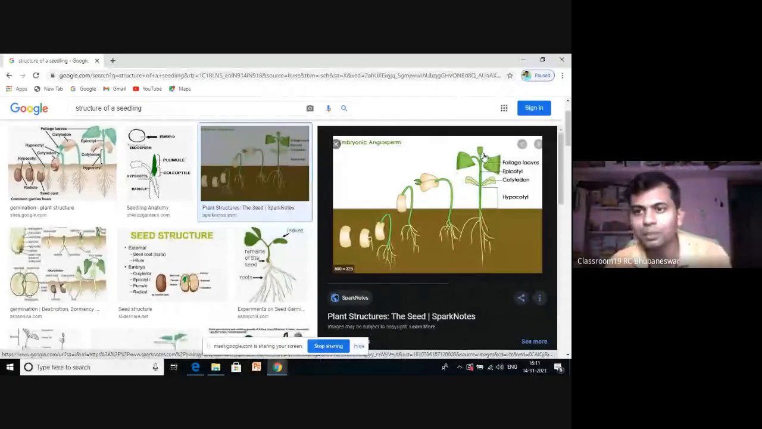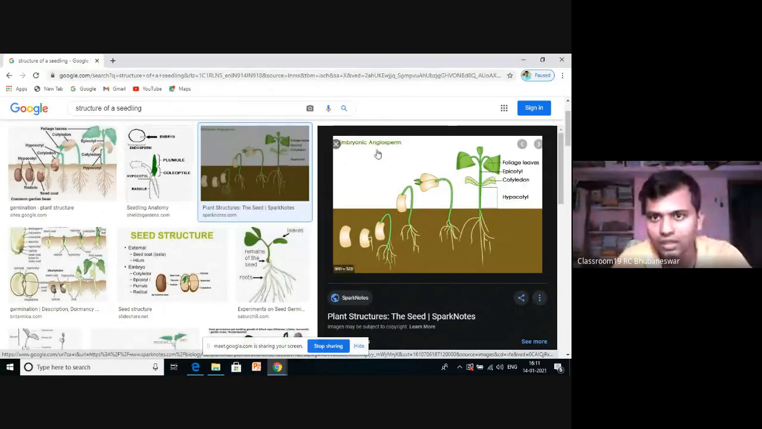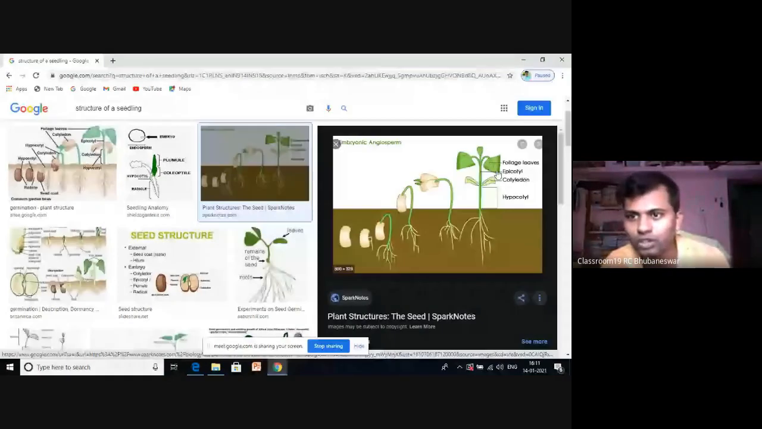A typical embryo has the hypocotyl, cotyledon, epicotyl, as well as the plumule. Here you are seeing the foliage leaf, which is the advanced stage. In the earlier stage, we have small young leaves, or the leaf primordia, present here. This complete part is known as the plumule.